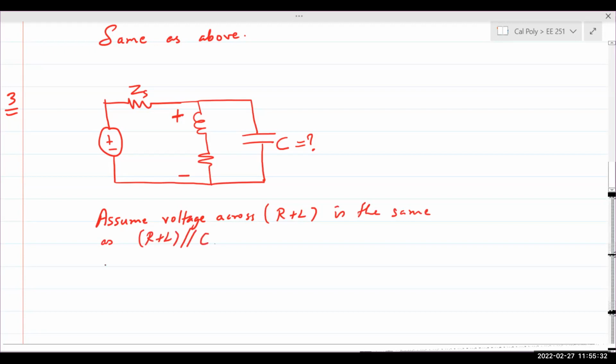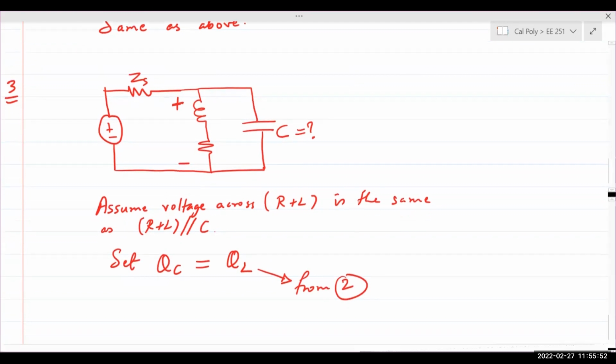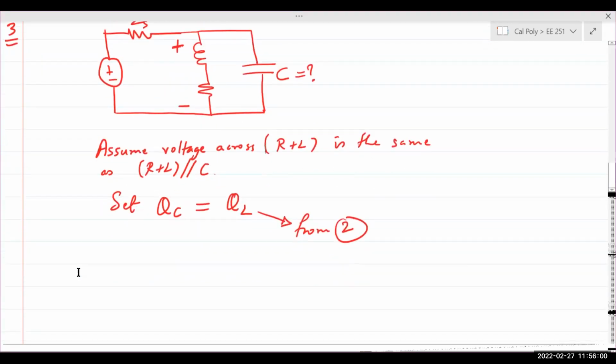And this will allow you to set QC equal to QL, which you obtain from question number 2 above. And that's the assumption you have to make. Otherwise, you cannot solve this problem. So once you assume that, you set QC equal to QL. Again, remember, the whole purpose is that the reactive power requirement for the inductor should come from the capacitor and not from the source itself.